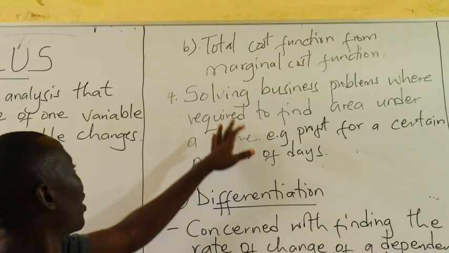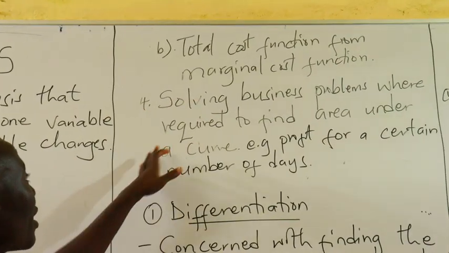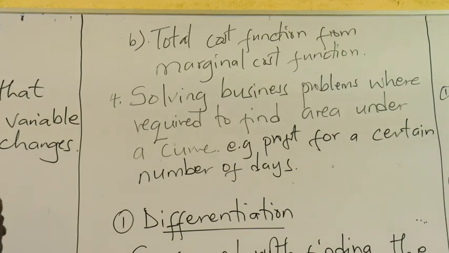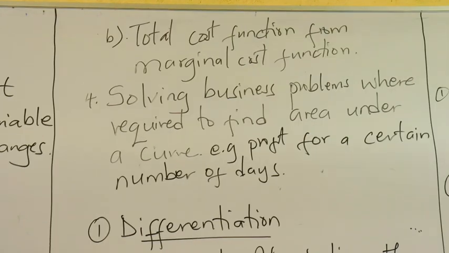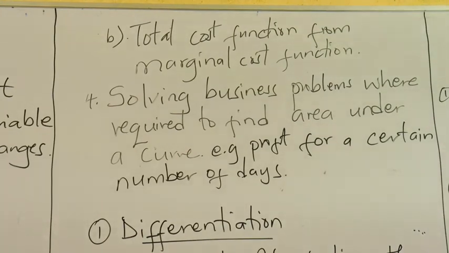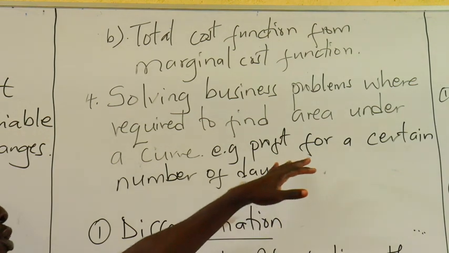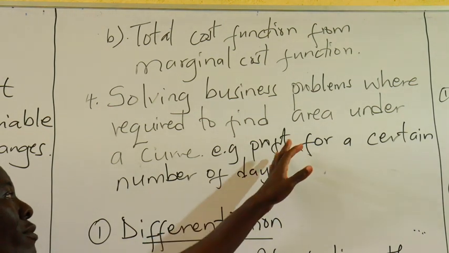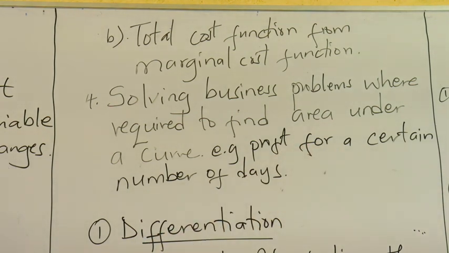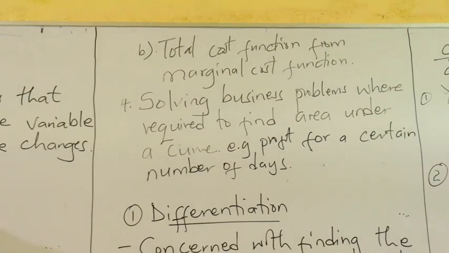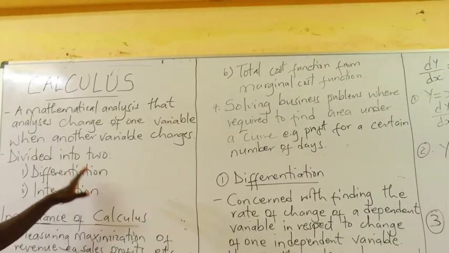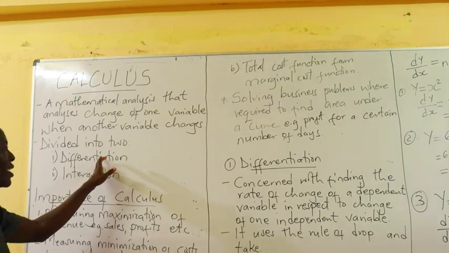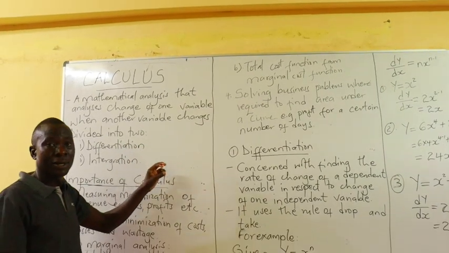Then number four, we also use calculus to solve several business problems that require us to find the area under a curve. That can be, for example, if we are asked to find the profit for a certain number of days and so on, we can also apply the knowledge of calculus. So we'll begin on these two categories of calculus, and the first category is differentiation.